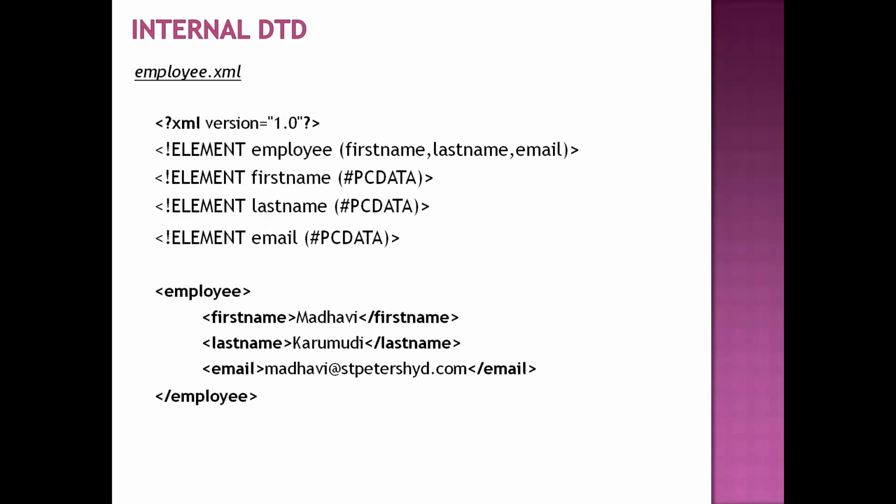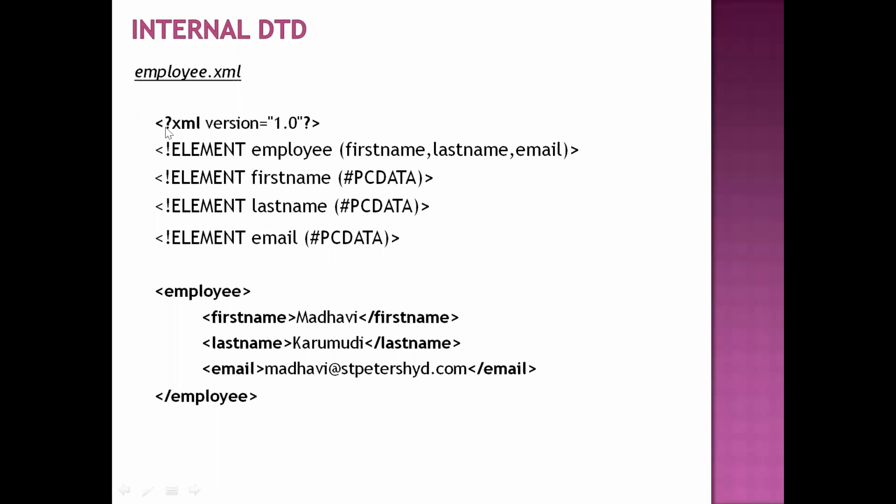Now see the categories of DTDs. Just now I told you there are two categories of DTDs, internal DTD and external DTD. Internal DTD means if you specify those DTD rules inside the XML document, then that is called internal DTD. Let us see how to write the internal DTD. If you write the DTD specification inside the XML document itself, then we need to save that file with .xml only. Why? Because an XML document is always saved with the .xml extension, right?